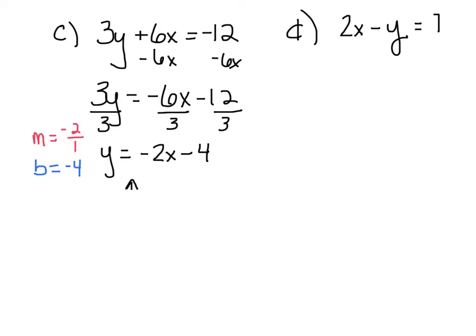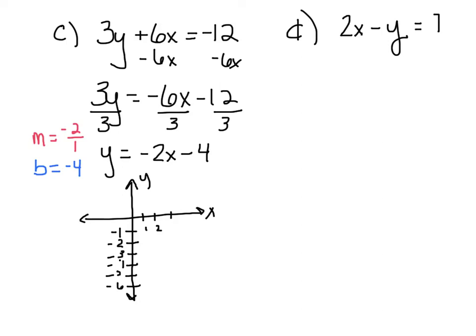So if I graph this, my x and y, so I'm going to start at negative 4 on the y-axis, and because it says negative 2, I'm going to go down 2 over 1. Now you could go down 2 again, but I'm kind of out of graph, but you can go the opposite way. Up 2 to the left 1.